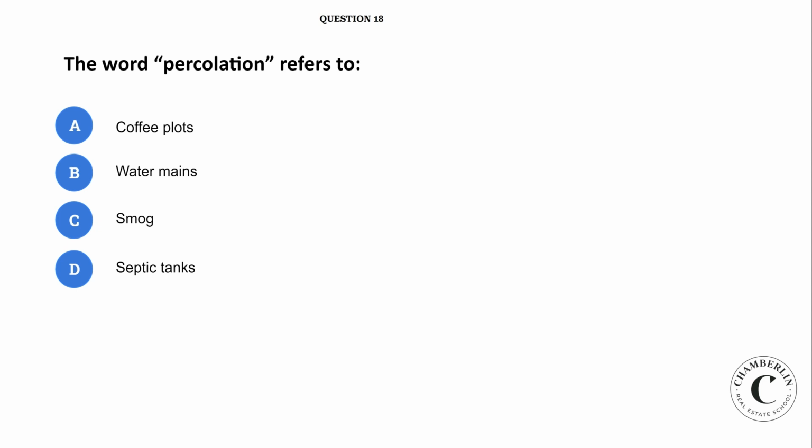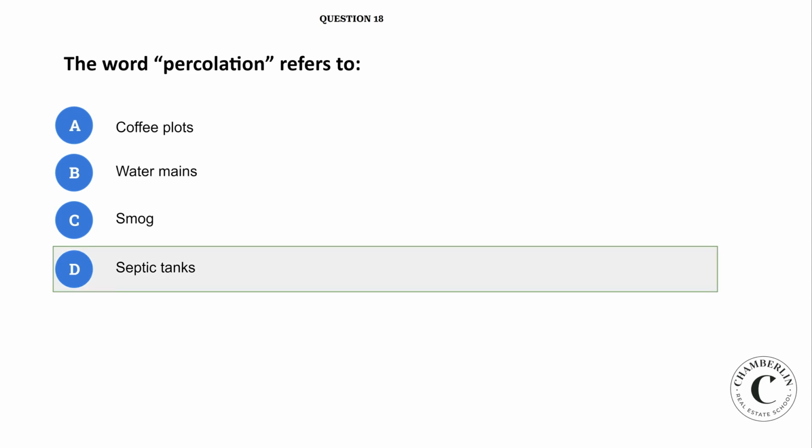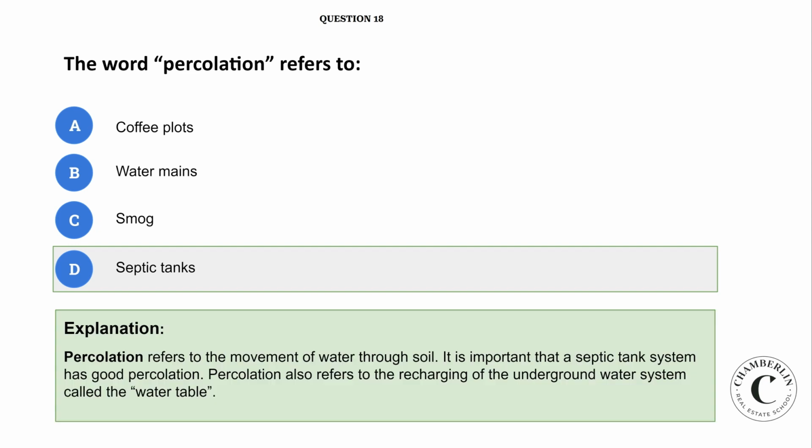Question 18. The word percolation refers to A. Coffee plots, B. Water mains, C. Smog, or D. Septic tanks. And the answer is D. Percolation refers to the movement of water through soil. It is important that a septic tank system has good percolation. Percolation also refers to the recharging of the underground water system called the water table.